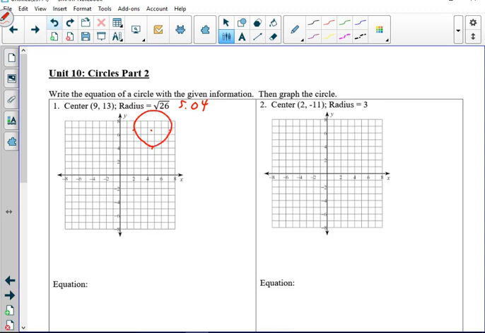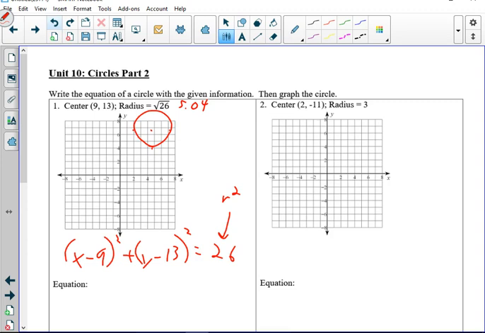Just approximate. Rough sketching. Now the equation is going to be simply x minus 9 squared plus y minus 13 squared equals 26. Why? Because the radius is the square root of 26, and this right here, remember, is r squared.